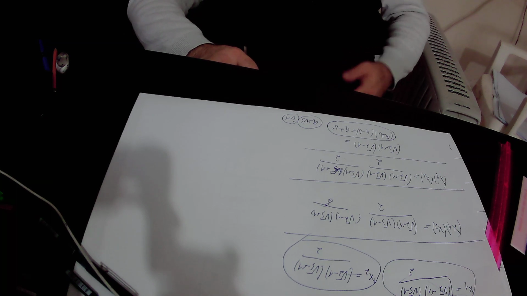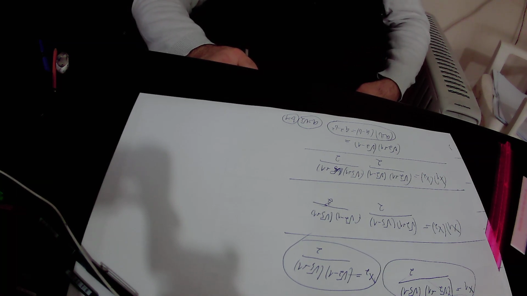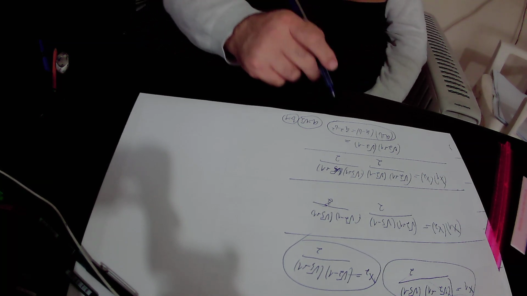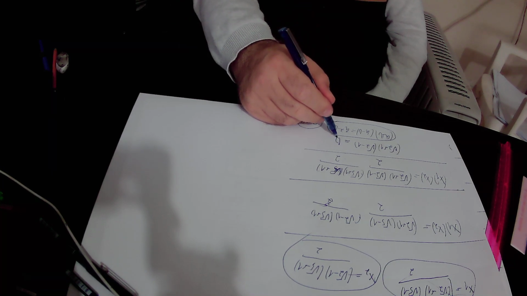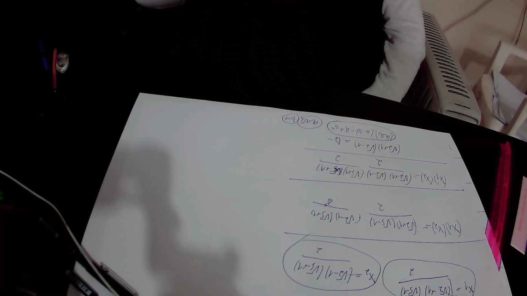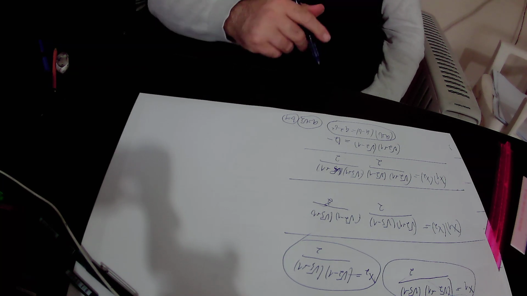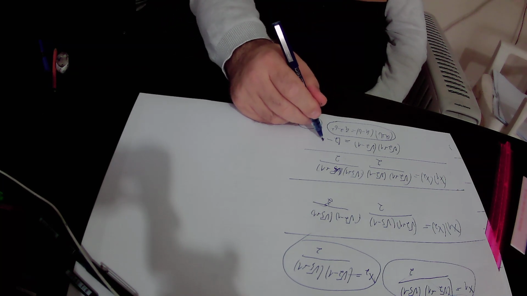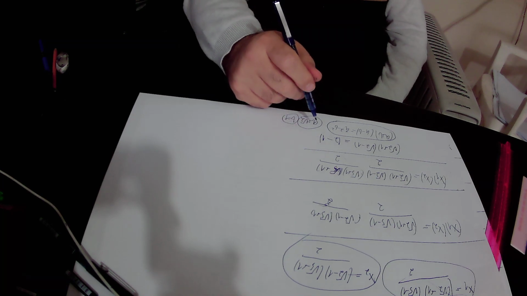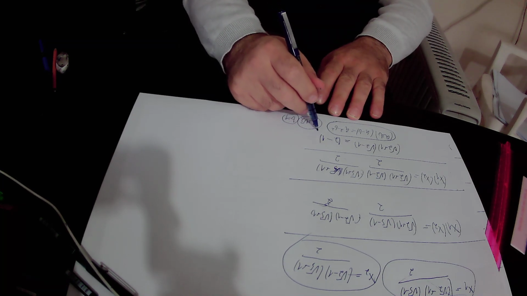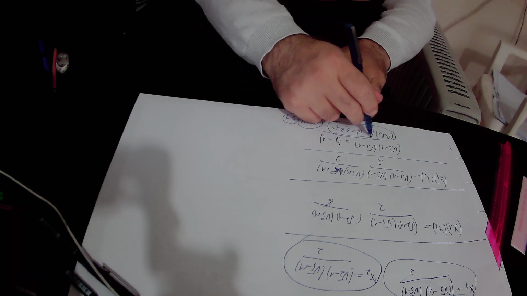A is square root of 2, so a squared is square root of 2 squared. That is to say it is 2, minus b squared. B is 1, b squared is 1 squared, 1 squared is 1, so it is minus 1. In conclusion, we found out that square root of 2 plus 1 times square root of 2 minus 1 equals 2 minus 1, that is actually 1.